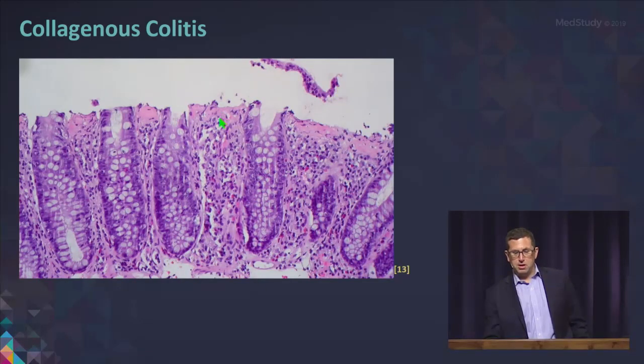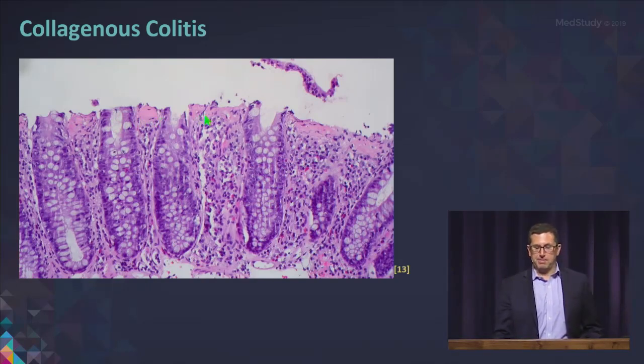This is actually a picture of the collagen band here. So you can see this thick pink material here. So this would be the collagenous colitis subtype of microscopic colitis.